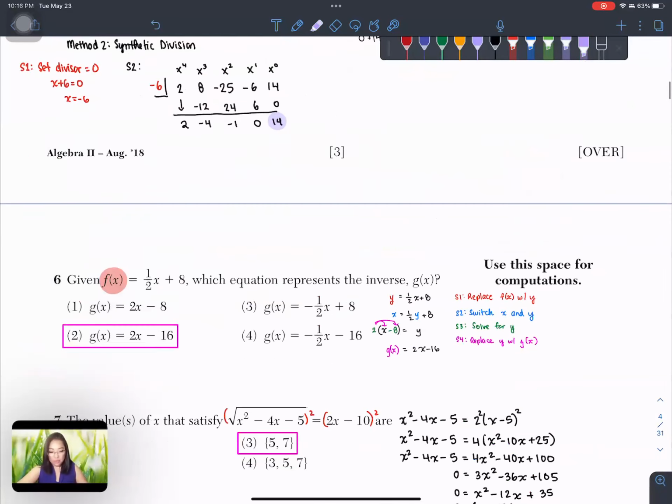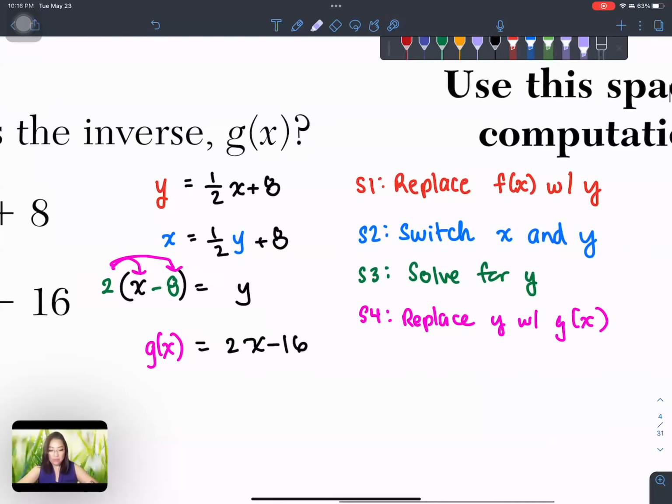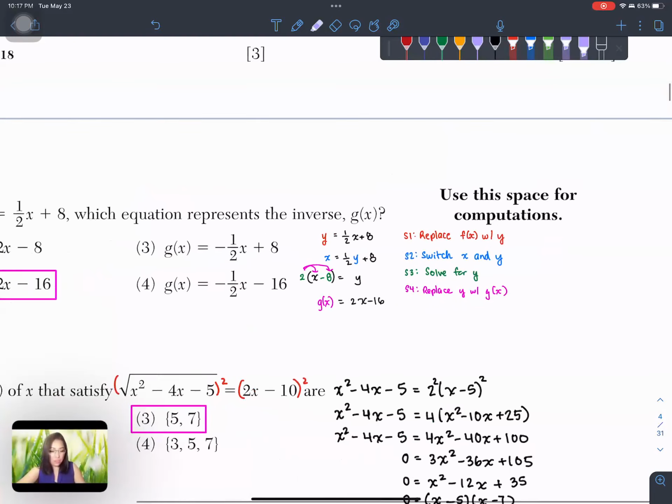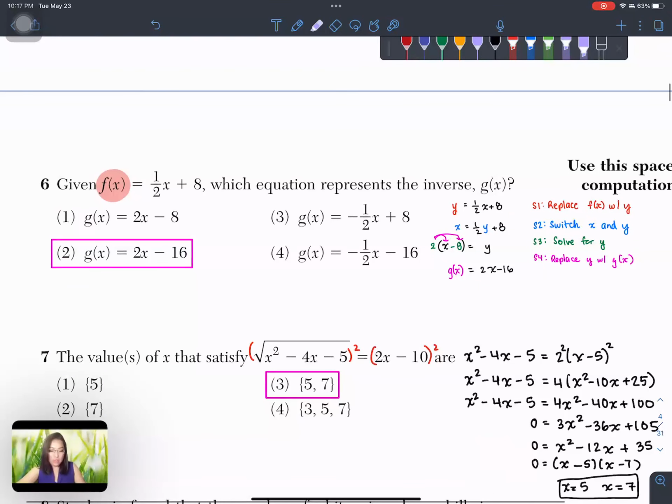I'm going to move on to g of x. When you're finding the inverse of a function, these are the 4 steps you do algebraically. You replace f of x with y. You switch x and y, solve for y, and then finally replace the y with g of x. Another thing you could do is put this into y1, then y2 is x, and y3 is one of the choices, and whichever one is a mirror image of y1 is your answer.